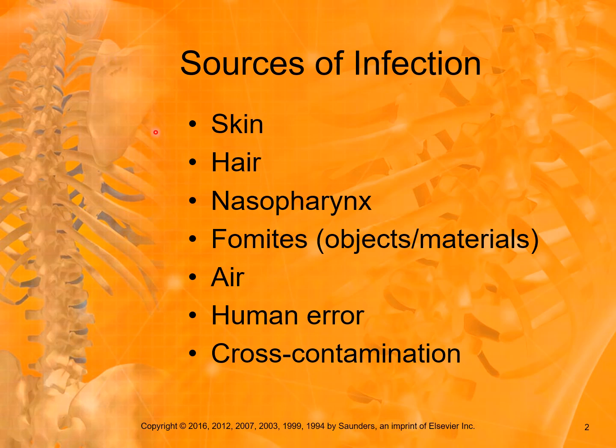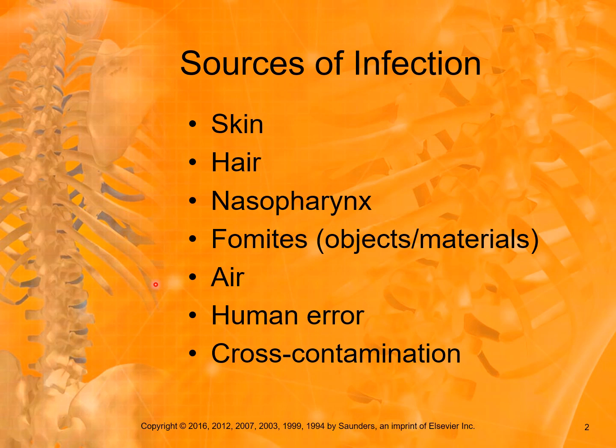Sources of infection include skin. That's why we're always washing our hands. Our hair, that's why when you go to surgery or work in a kitchen, you wear a hair bonnet. Nasopharynx, that's why we wear a mask. Fomites, objects, materials, so making sure that we're using sterile gloves. We're using things from sterile processing in surgery.